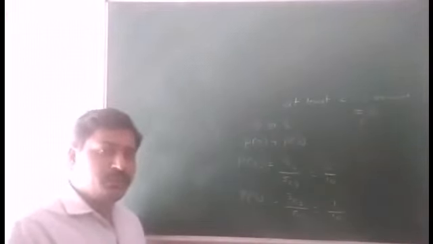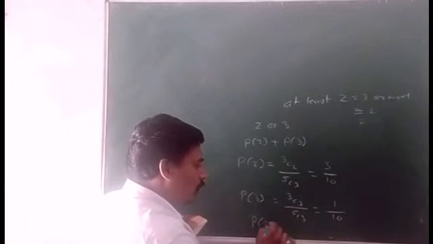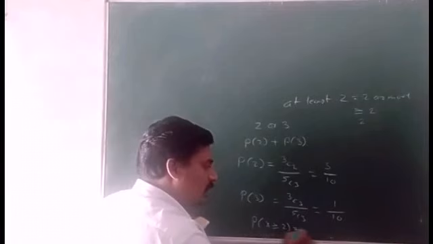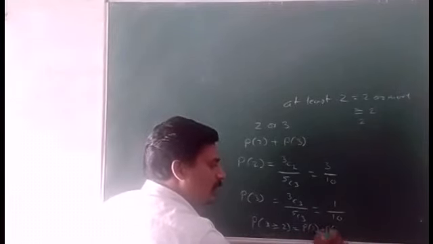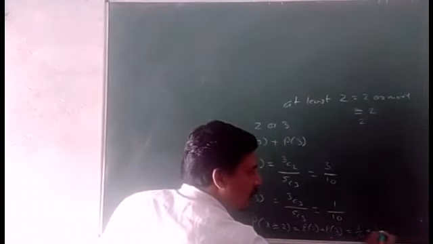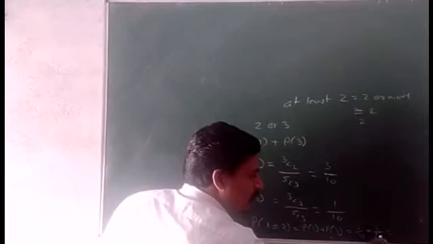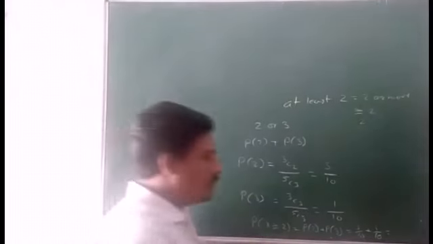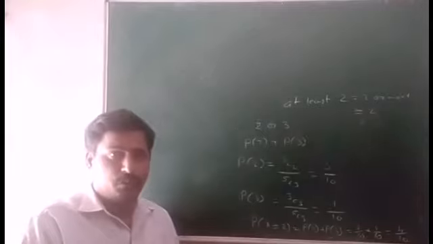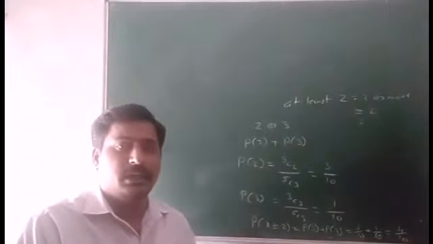At least 2 means 2 or more. So that is nothing but P of 2 or more, or x greater than or equal to 2, equal to P of 2 plus P of 3. That is 3 by 10 plus 1 by 10. The denominator is 10 for both, so directly we add: 3 plus 1 is 4. So the probability of selecting at least 2 doctors in a committee of 3 is 4 by 10.